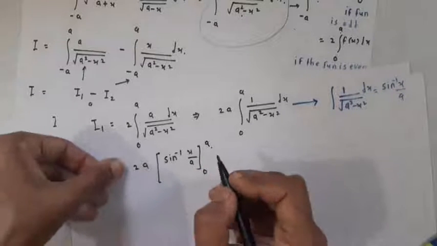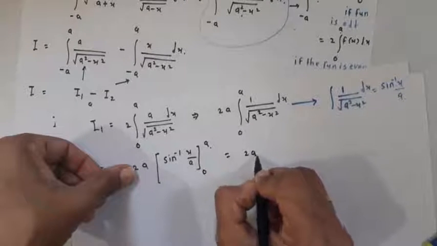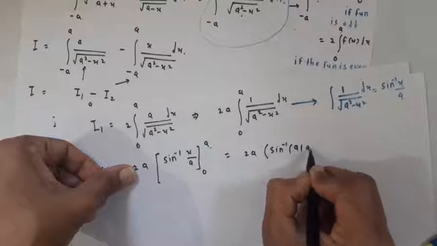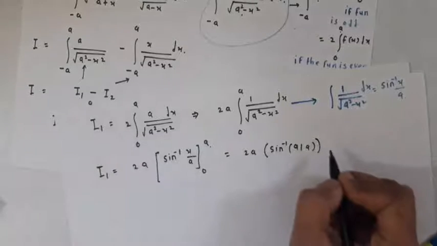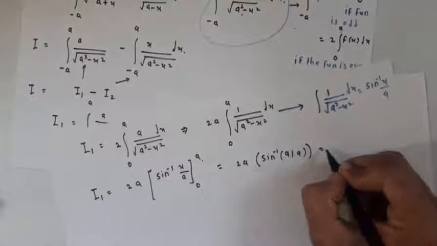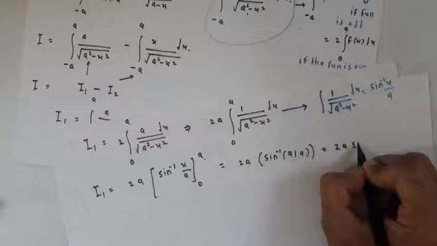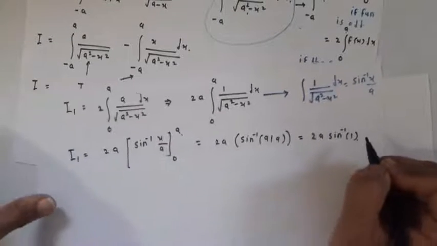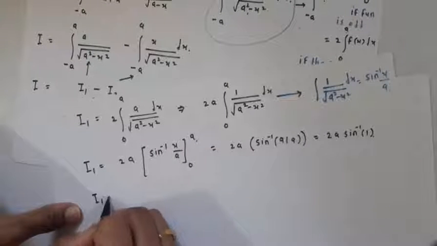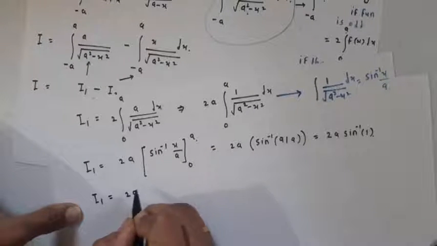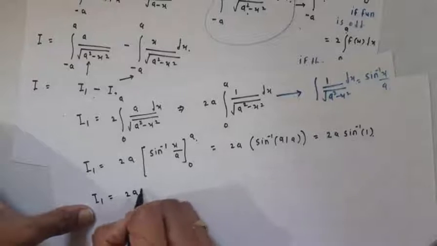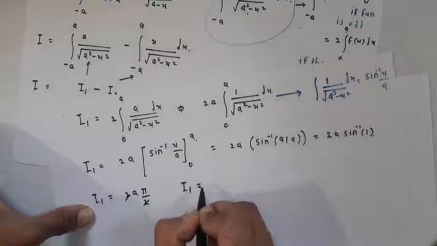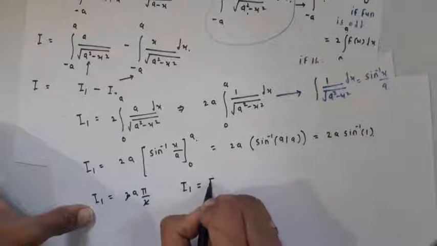Therefore this is 2a sine inverse of a by a, that is, 2a sine inverse of 1, and sine inverse of 1 is pi by 2. Hence integration I1 equals 2a times pi by 2. The 2 gets cancelled, and hence I1 equals pi into a.